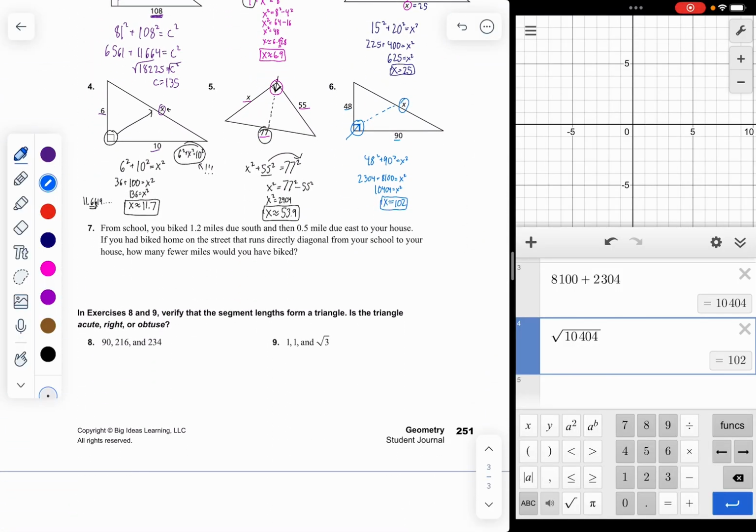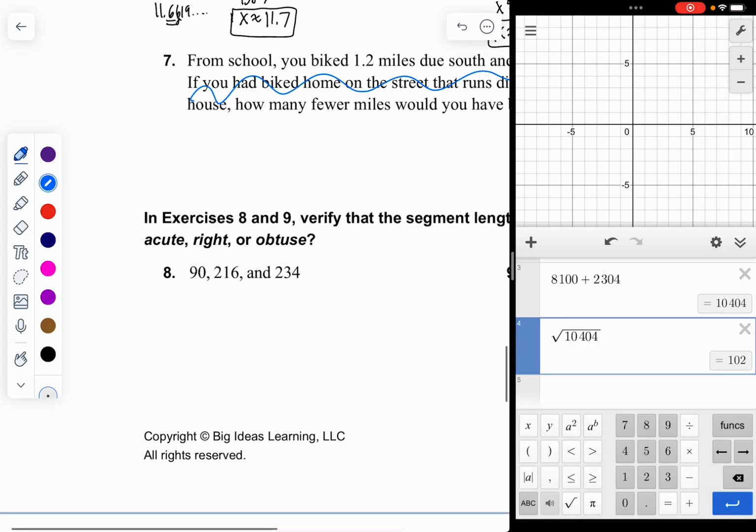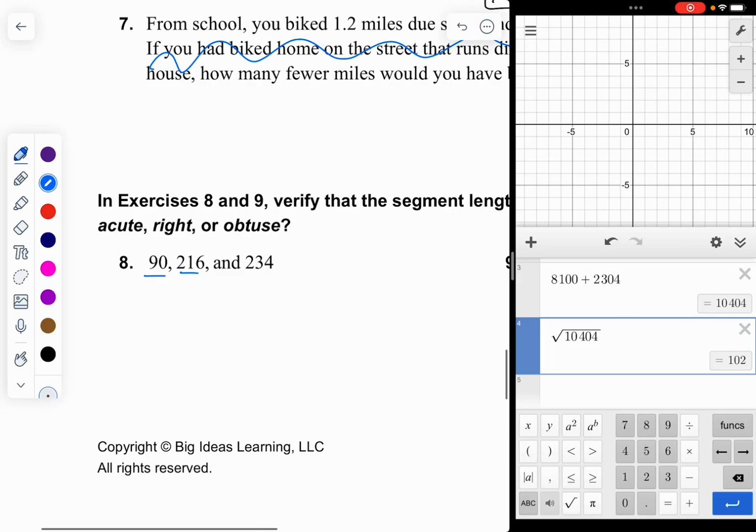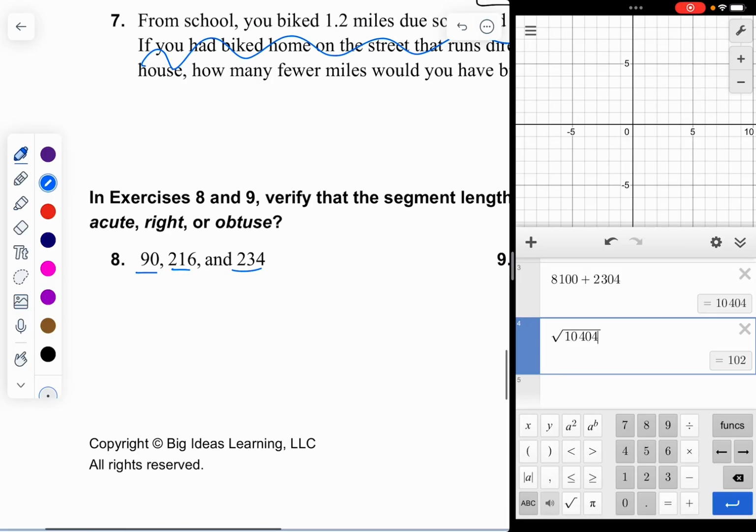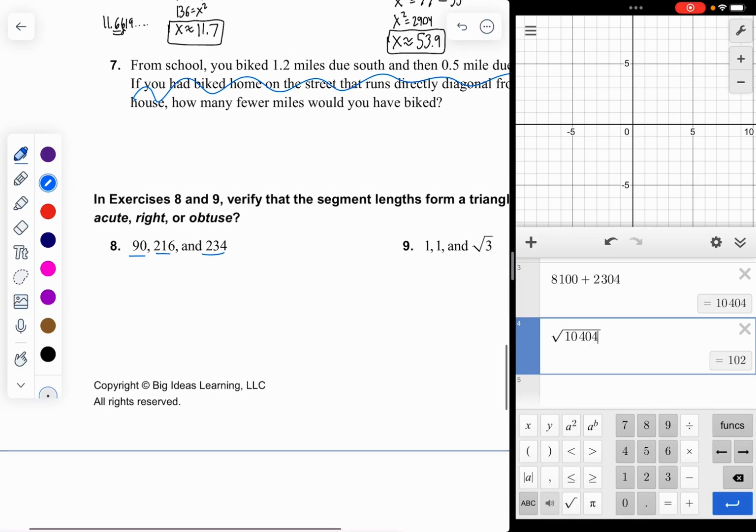All right. I'm going to skip the word problem right over here because I want to spend a little bit of time testing out these numbers to see if it's a right triangle, or if it's not a right triangle, is it acute or is it obtuse? So the three sides of this triangle are given to me as 90, 216, and 234. The hypotenuse has to be the longest side. So which side is the longest side? It's the side with the biggest number, 234.